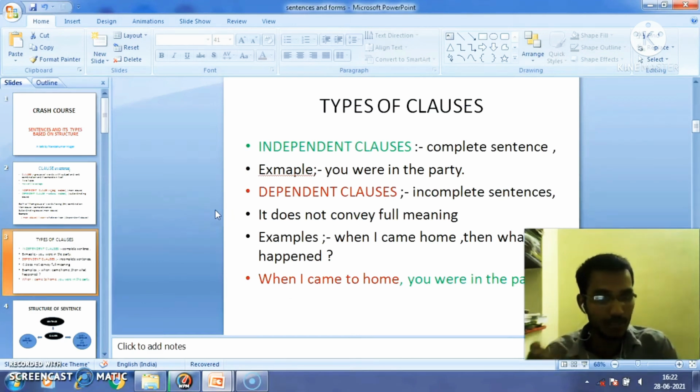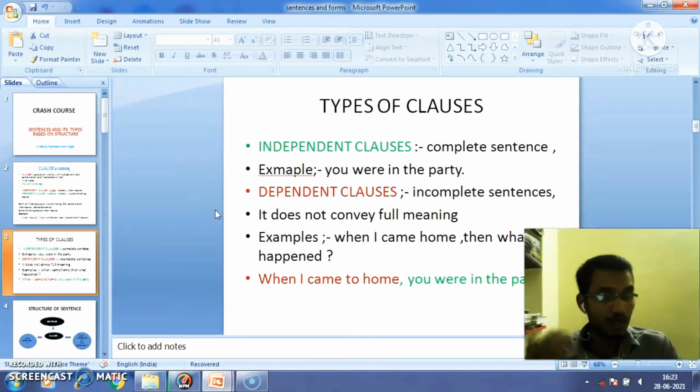Let us look at the types of clauses. Independent clause: an independent clause is a complete sentence. It is complete in itself. For example, you are in the party. The meaning is complete, right? Let us move on to one more important type, dependent clauses. A dependent clause is an incomplete sentence. It does not convey full meaning, right?